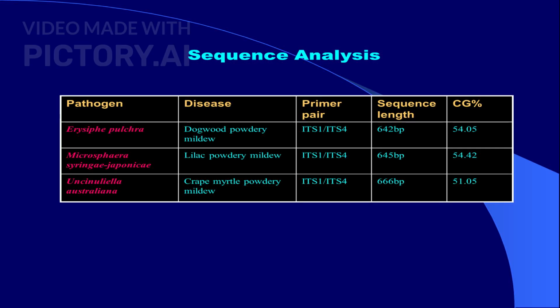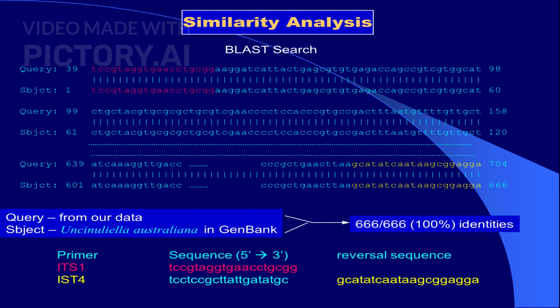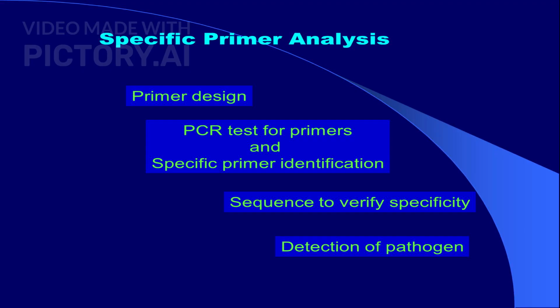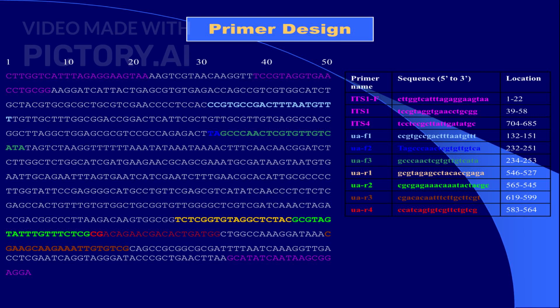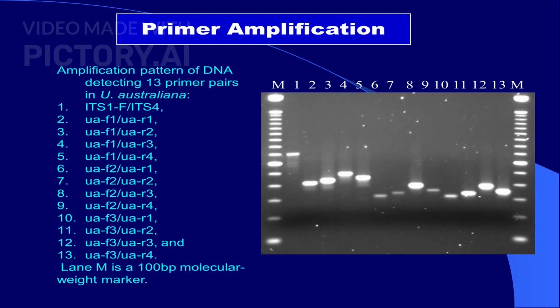differences and similarities. Through BLAST search, we identify 100% identity with Erysiphe australiana in GenBank, confirming the pathogen's presence in crape myrtle. We design specific primers and conduct tests to verify their specificity, ensuring accurate detection of the pathogen. Our primer design process involves selecting sequences and locations to effectively target the pathogen, a crucial step in our research. The amplification pattern of DNA using 13 primer pairs helps us detect Erysiphe australiana, showcasing the effectiveness of our approach.